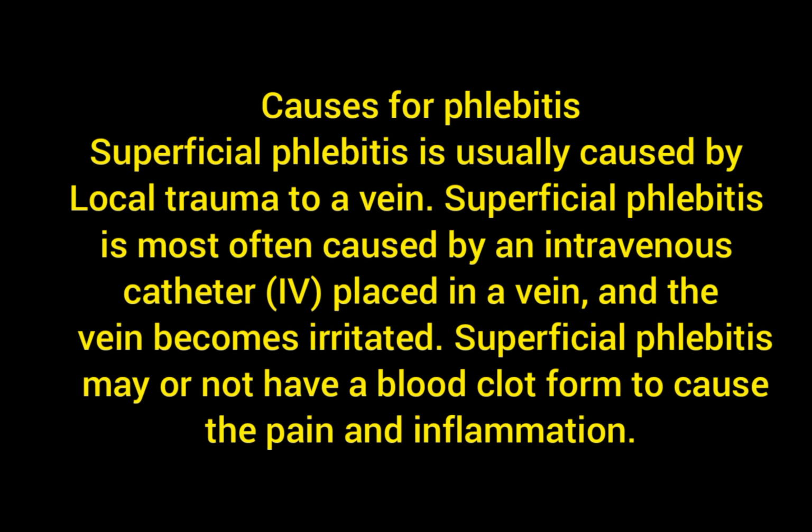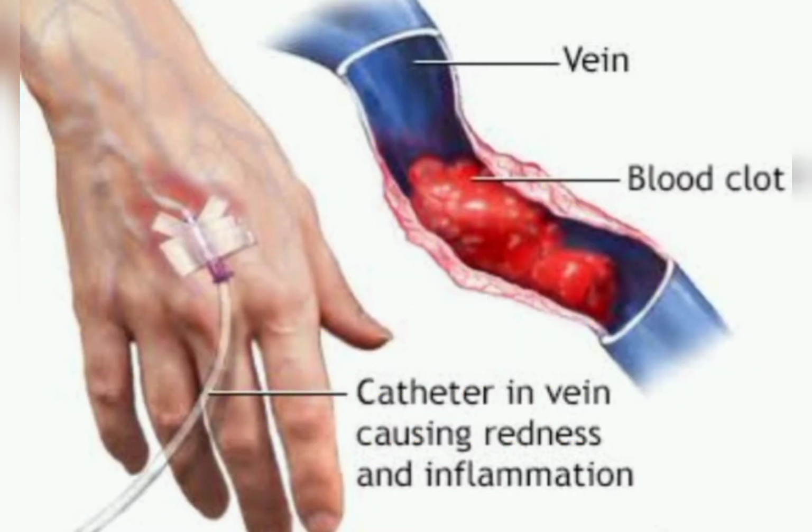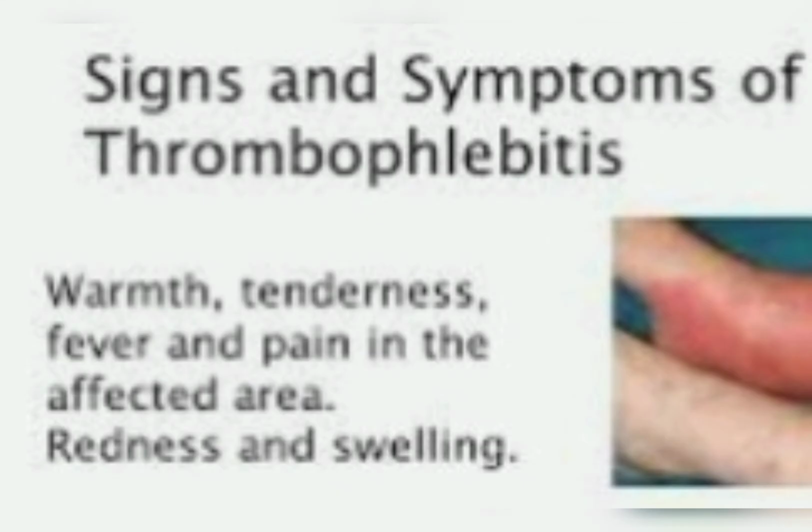Superficial phlebitis may or may not have a blood clot formed to cause the pain and inflammation. The main cause for phlebitis is a blood clot. A catheter in a vein causes redness and inflammation due to the blood clot, and if we use concentrated chemicals, phlebitis will also happen.